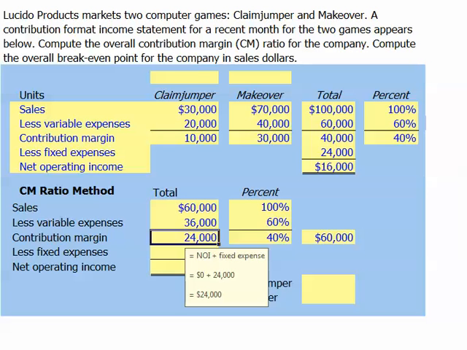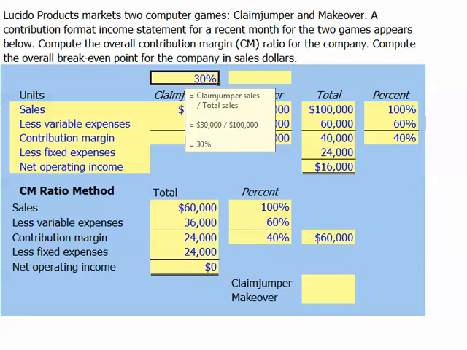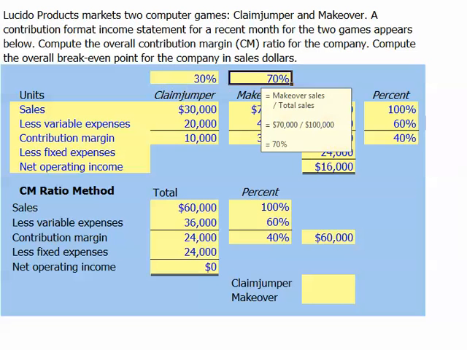Let's go ahead and look at our current sales mix in order to find out our break-even level of sales for the individual products. Currently, the Claim Jumper makes up 30% of our total sales. We can calculate this by dividing the $30,000 in sales for the Claim Jumper by our $100,000 total sales. The Makeover accounts for 70% of our current sales.